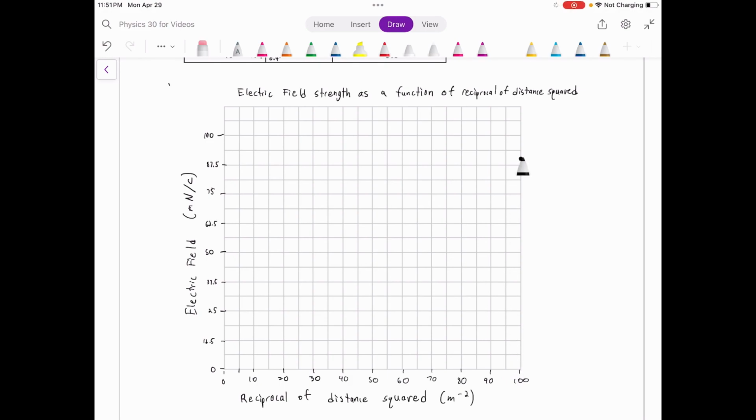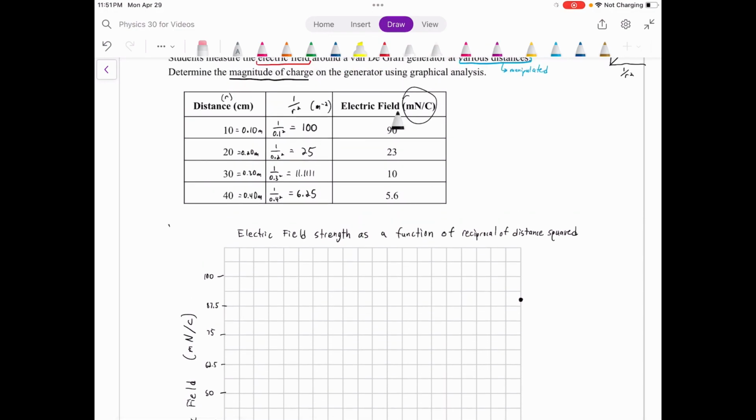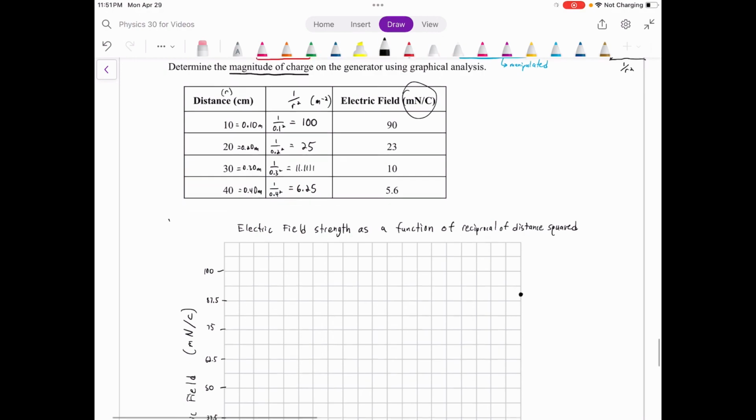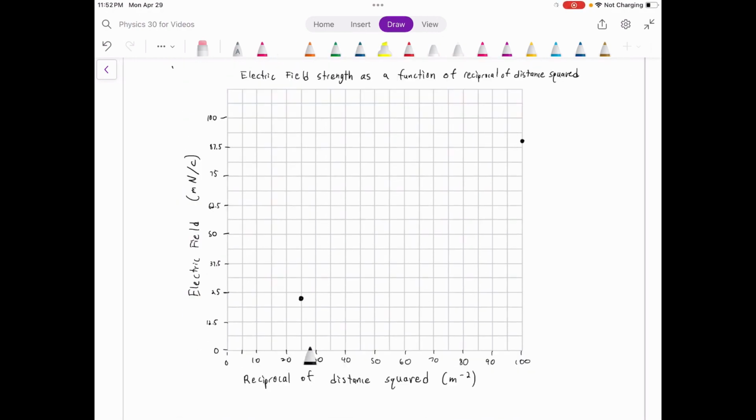So roughly there, right? 100 on the x-axis and a little above the 87.5. Halfway between these two would be 93.75, I think, right? So that seems reasonable, a little closer to the 87.5. And now I'm just going to keep adding my other points in. So when x is 25, y is 23. Let me add in the other ones.